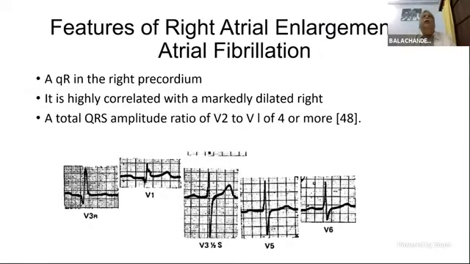So it is a QR in the right atrium. If you have atrial fibrillation, the right precordium, that is V1, will show a QR pattern. It is highly correlated with a markedly enlarged right atrium. And the next is what is known as the QRS amplitude. A QRS amplitude ratio of V2 to V1 of 4 or more is also representative. This is from Chamberlain.